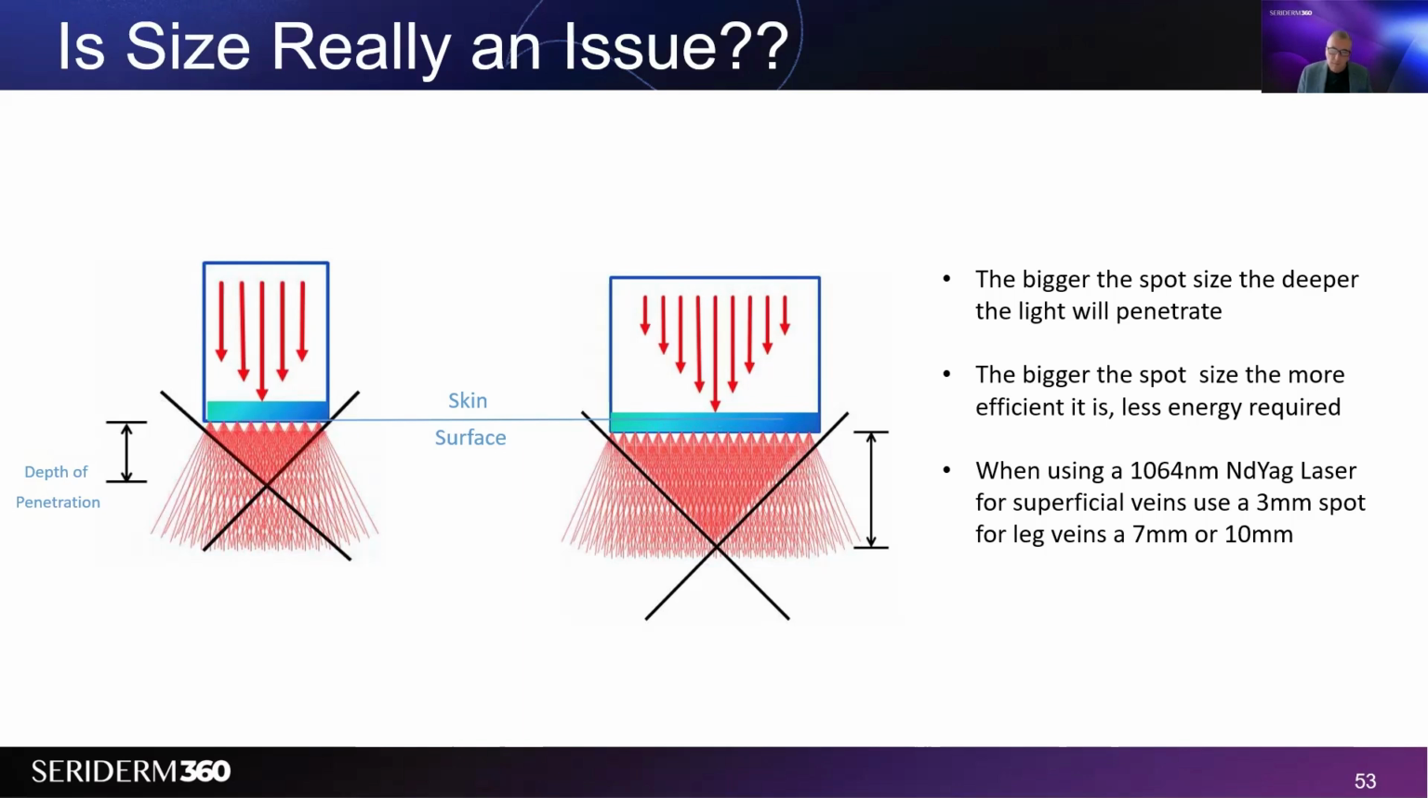Typically, I threw this in just to remind people, if you're going to use an Nd:YAG on superficial veins, particularly on the face, then don't be using a spot size bigger than 3 millimeter. Otherwise, if you go over that, the Nd:YAG will penetrate too deeply and you'll end up with indentations. Typically for leg veins, my go-to is 7 millimeter. Sometimes I'd use 8 millimeter.